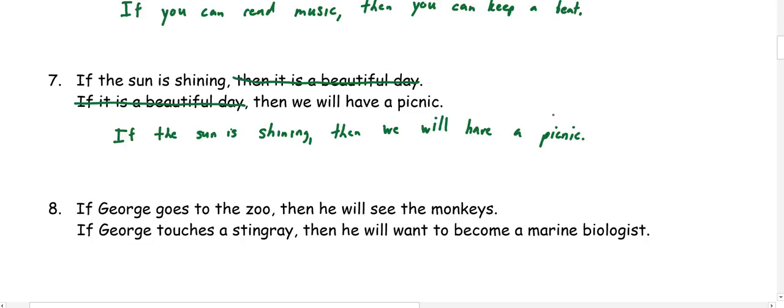Number 8, if George goes to the zoo, then he will see the monkey. If George touches a stingray, then he will want to become a marine biologist. Now in this case, the conclusion of one sentence does not start with the hypothesis in the next sentence. So these are two sentences that don't really go together, so we would say no conclusion can be drawn.